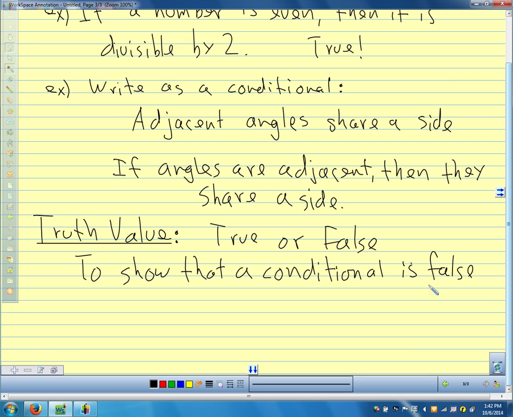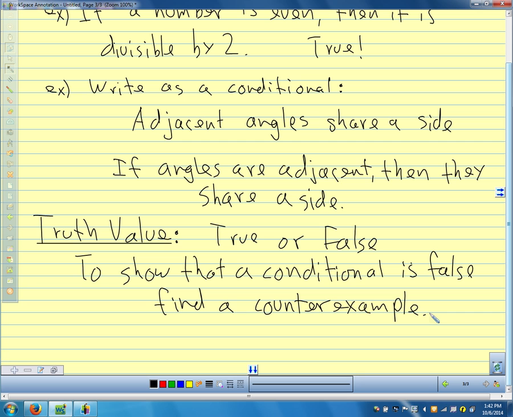Think about our opener. I could say for our opener, if we add two numbers together, then the sum is greater than either. We find a counterexample. To show a conditional is false, find a counterexample. And the nice thing about counterexamples is we only have to find one. We don't have to find a bunch to show that a conditional is false. We just find one counterexample, and that shows that our conditional is false.